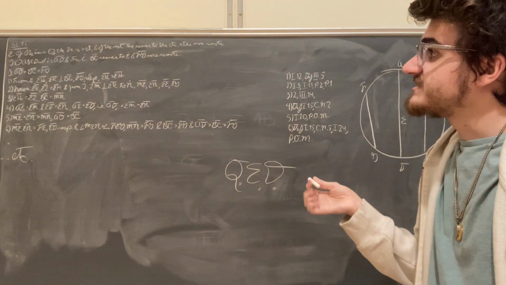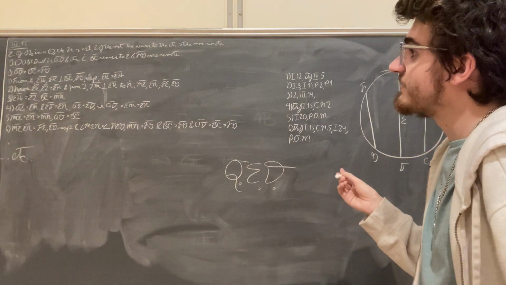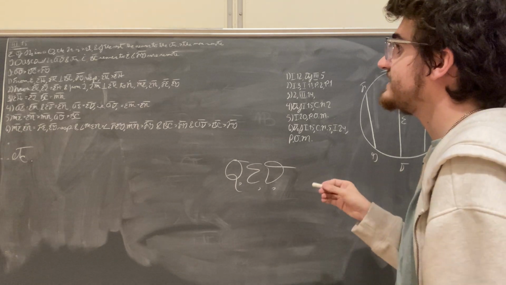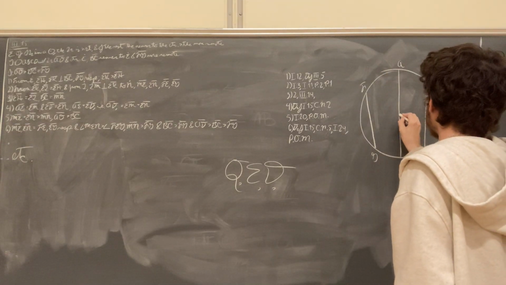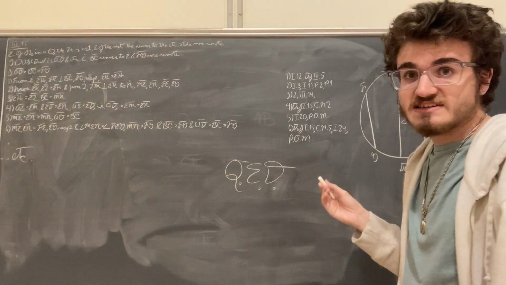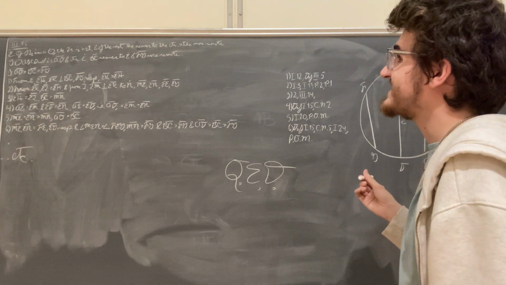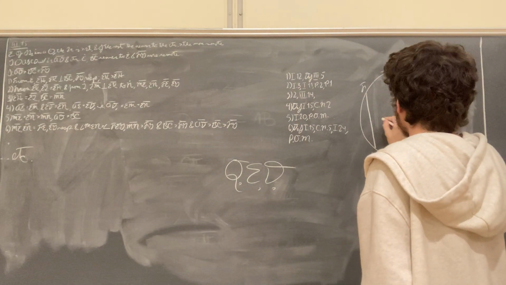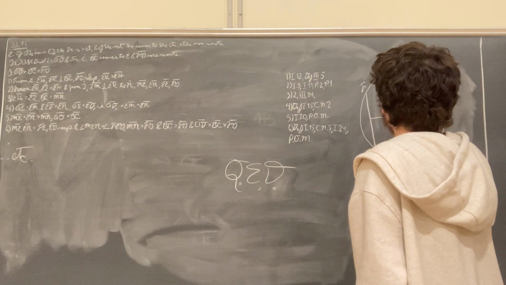Now, starting this proposition, from the center E, we are going to draw EH perpendicular to BC, like so. And also from the center point E, we are going to draw EK perpendicular to FG, like so.